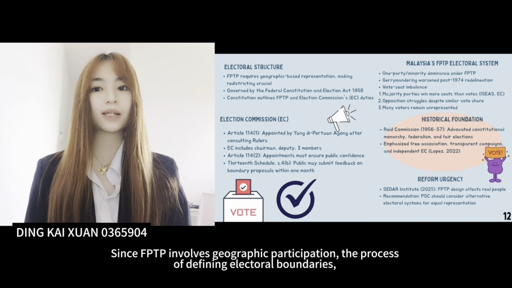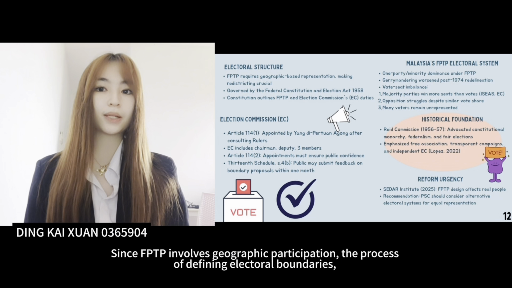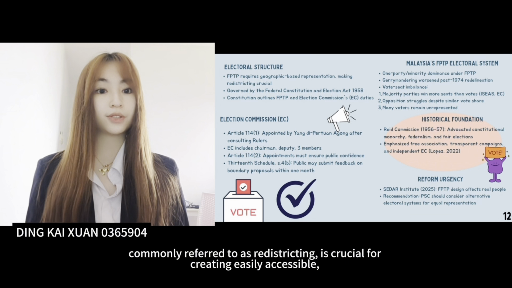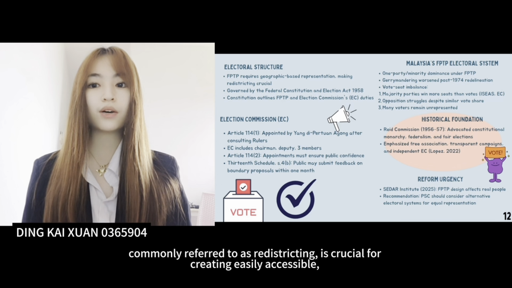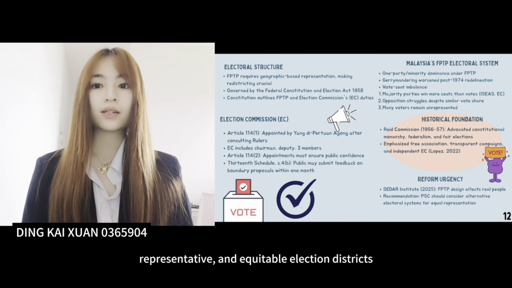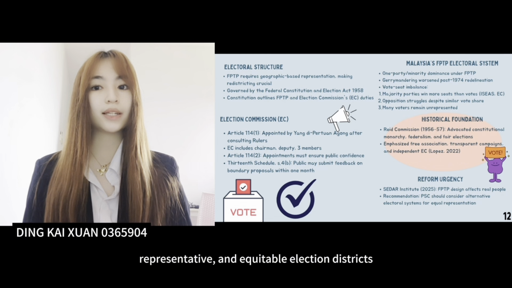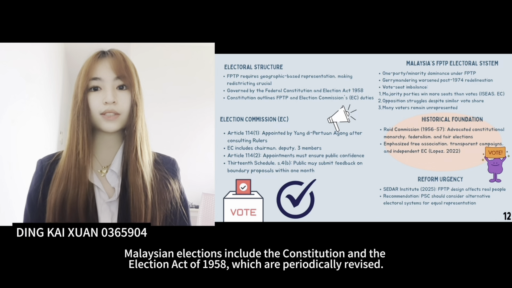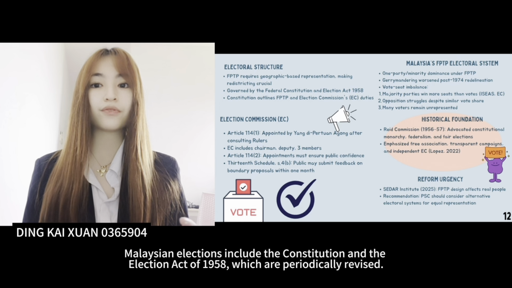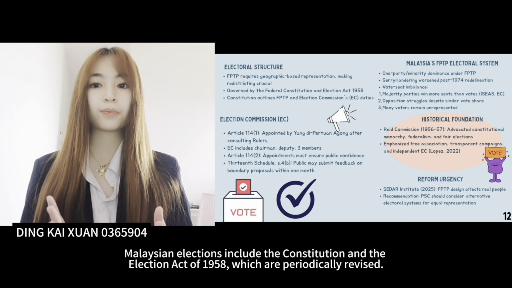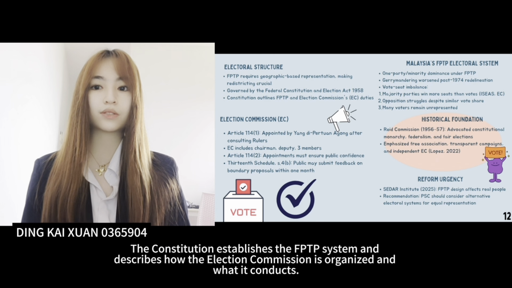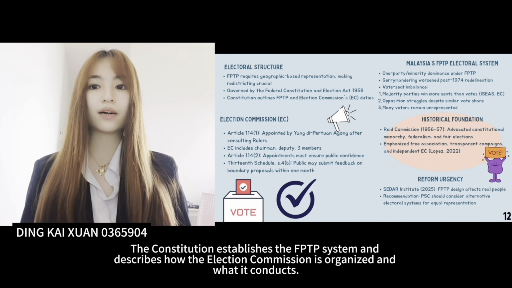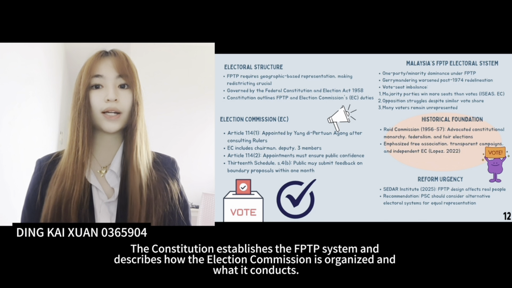Since first past the post involves geographic participation, the process of defining electoral boundaries, commonly referred to as redistricting, is crucial for creating easily accessible, representative and equitable election districts. Malaysian elections are governed by the Constitution and the Election Act 1958, which are periodically revised. The Constitution established the first past the post system and describes how the Election Commission is organized and what it conducts.